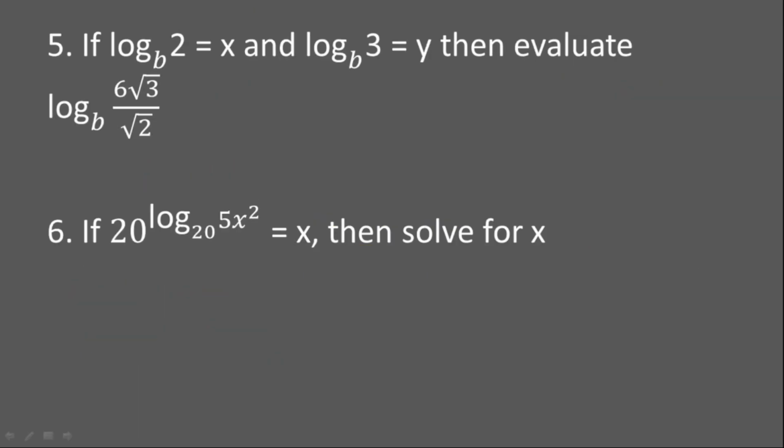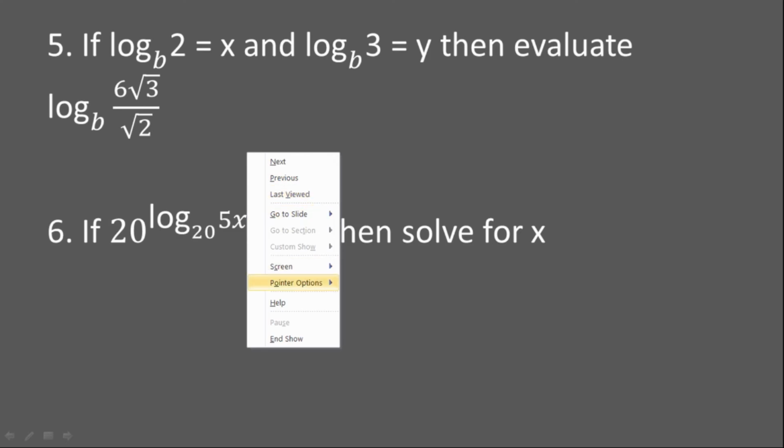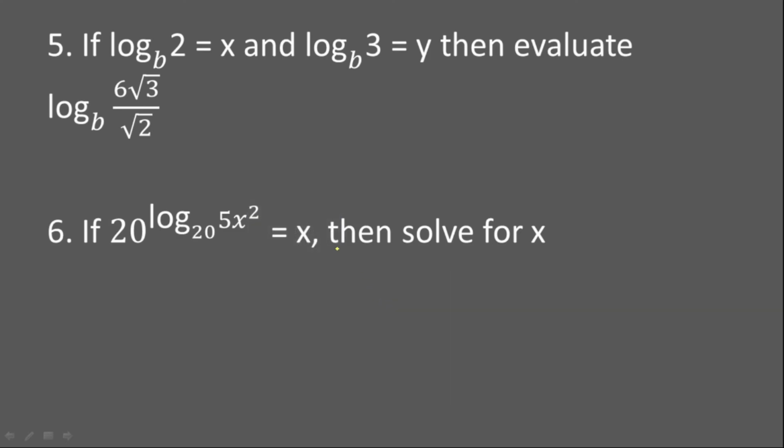Okay, the fifth example: if log 2 to the base b is equal to x and log 3 to the base b is equal to y, then evaluate the logarithm of 6 root 3 over 2 to the base b. This can be written as log 6, which means 3 times 2, times root 3 divided by root 2, to the base, how much? b. Let's decompose this one first.